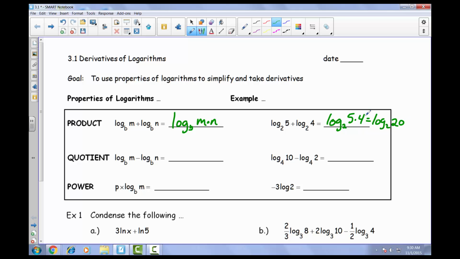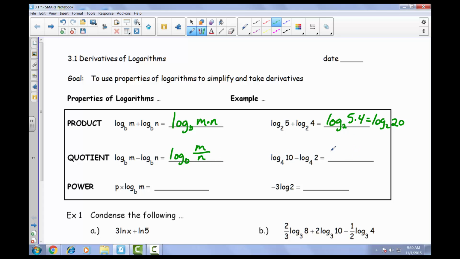Now the quotient, pretty similar to the product. The only difference is that instead of adding, we are subtracting these two logs. Anytime you see that with the same base, you would have one log with that base b, where the first log is your numerator, m, and the second log that's being subtracted from your first log is on the bottom, your denominator.